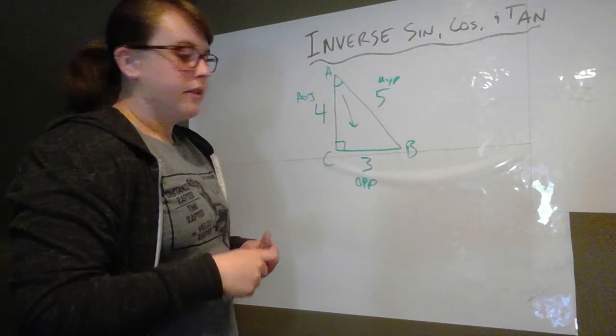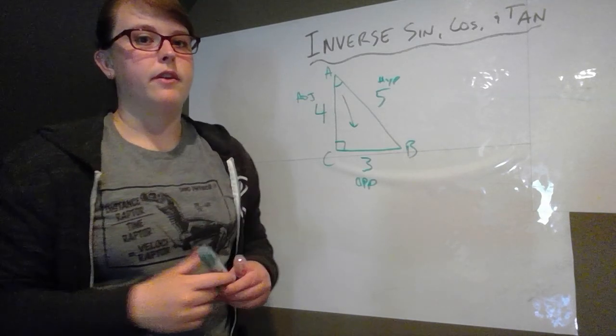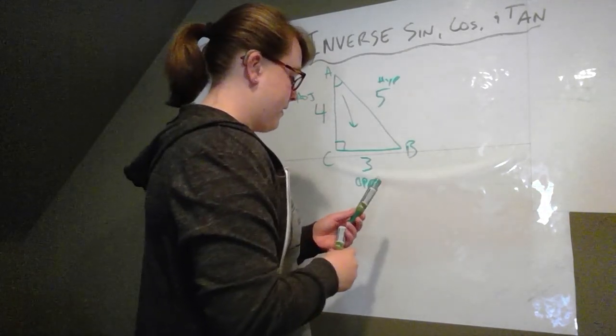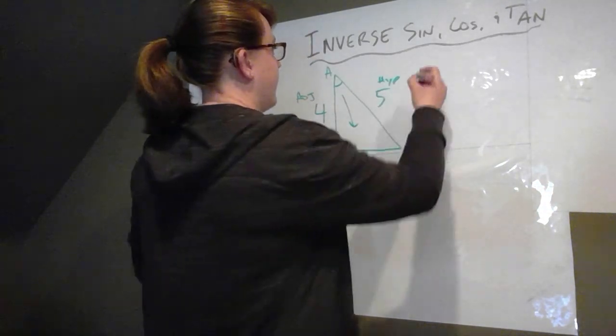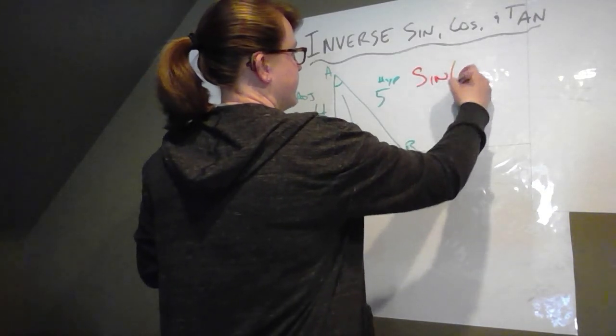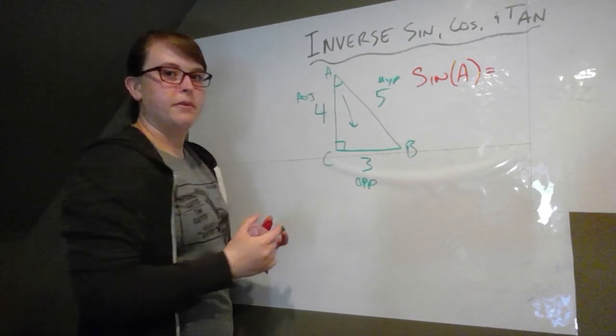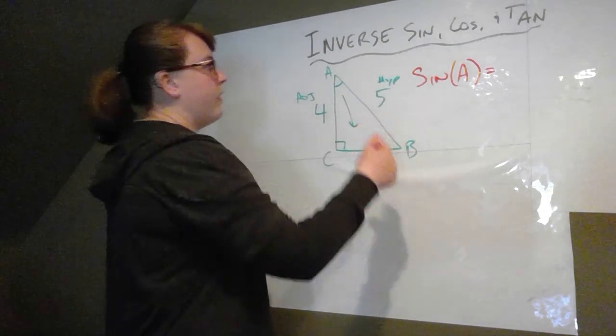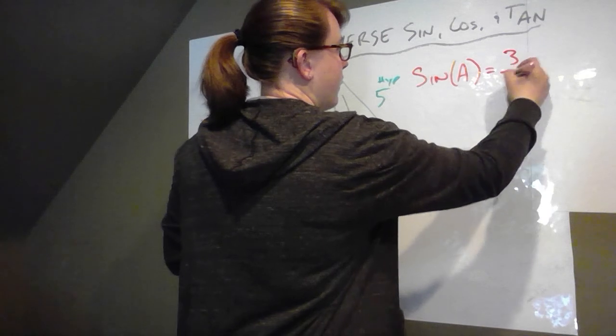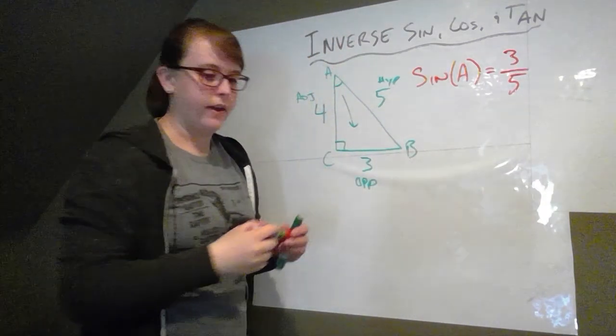Okay, so let's say I was asked to find the sine of angle A. So I'd have sine of A equals, and in this case, opposite over hypotenuse would be 3 over 5. So sine of A would be 3/5.